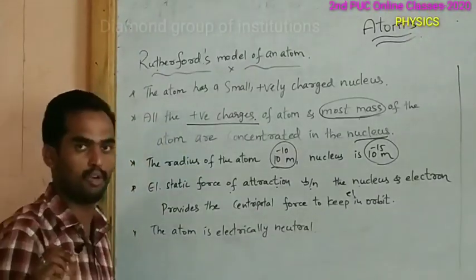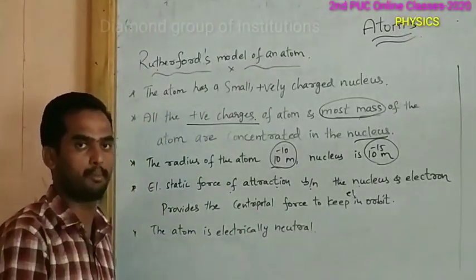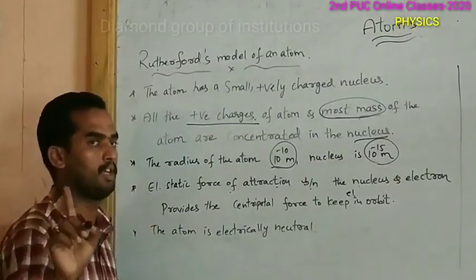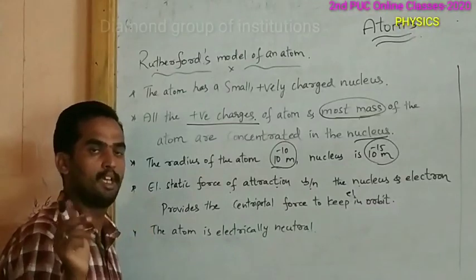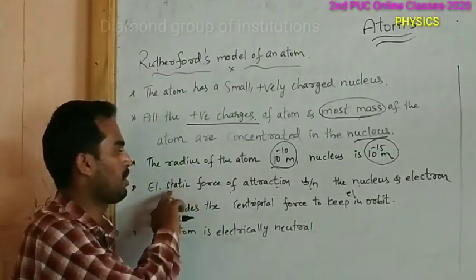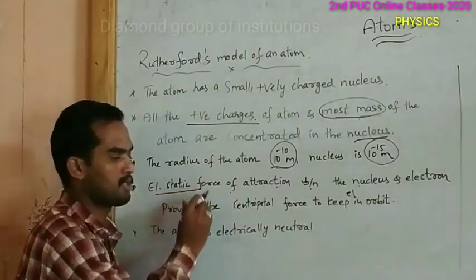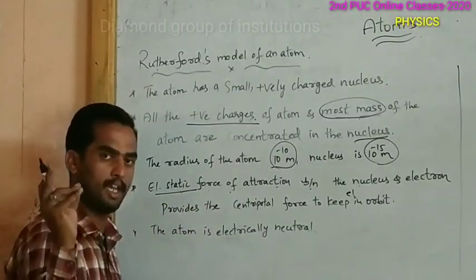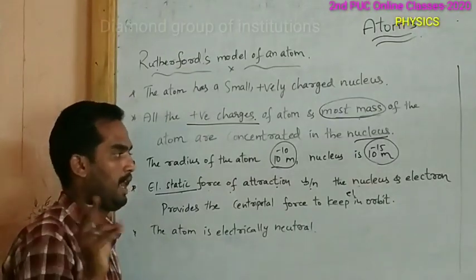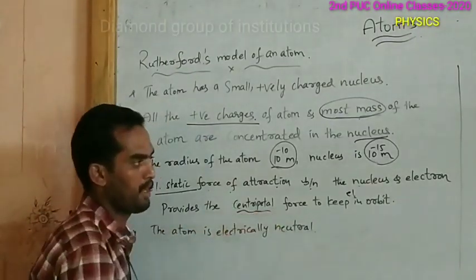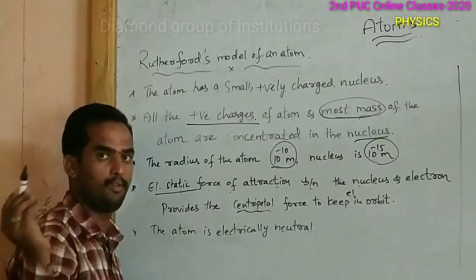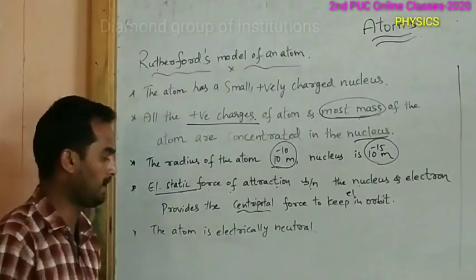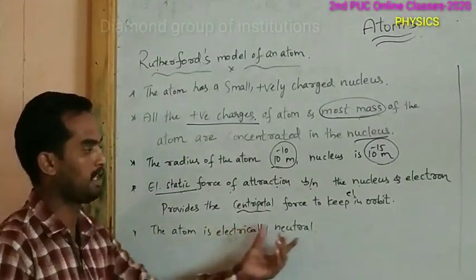That means the electron is in a particular orbit, and in that particular orbit the electron is revolving. But when the electron is revolving, there are 2 types of force going to exist. Electrostatic force of attraction because of the positive charge of the nucleus and the negative charged electron, and centripetal force is provided due to the revolving, because the electron is revolving in which path? Circular path. So finally the atom is electrically neutral.